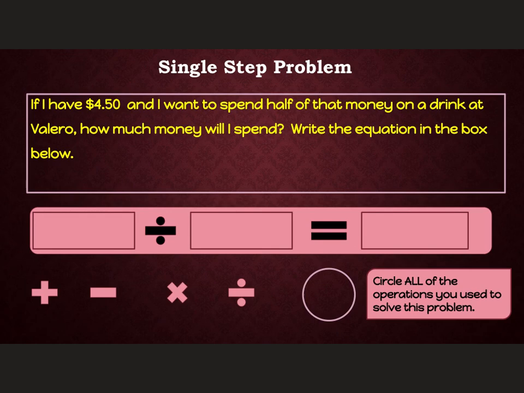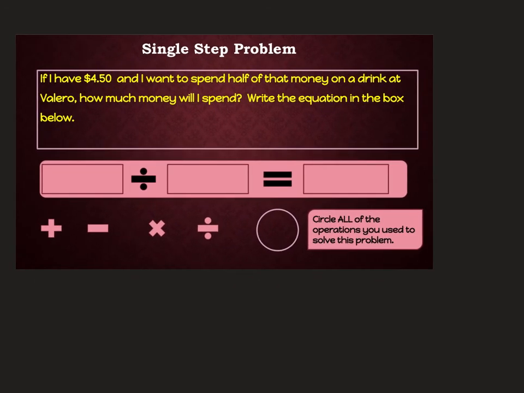So if I have $4.50 and I want to spend half of that money on a drink at Valero, how much money will I spend? Write the equation in the box below. A lot of people struggled with this one, and it's because of this right here. Half. What is half of $4.50? That's what it's asking me.